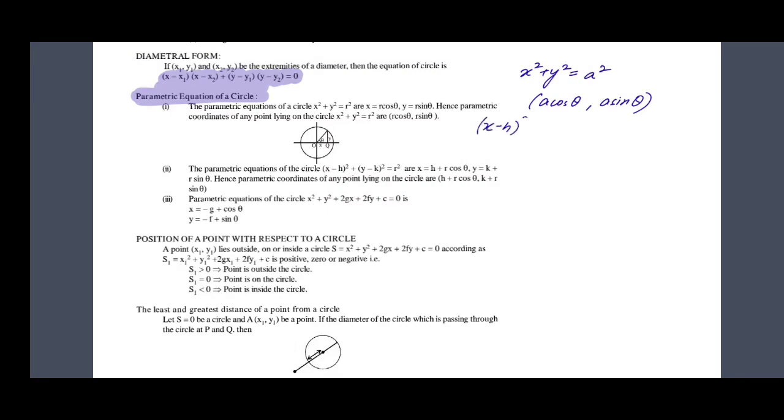Let's say the equation of the circle is (x minus h) whole square plus (y minus k) whole square equal to a square, then any point will become h plus a cos theta, comma k plus a sin theta. This will become the parametric form of the circle.